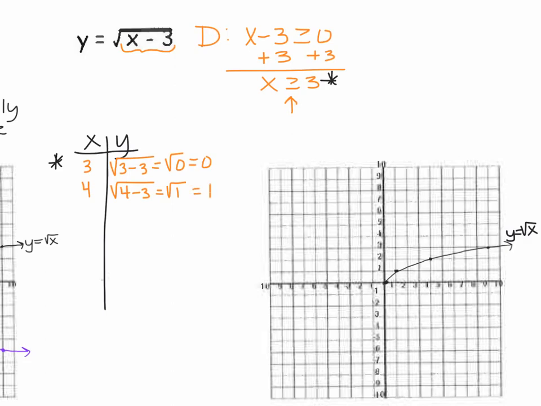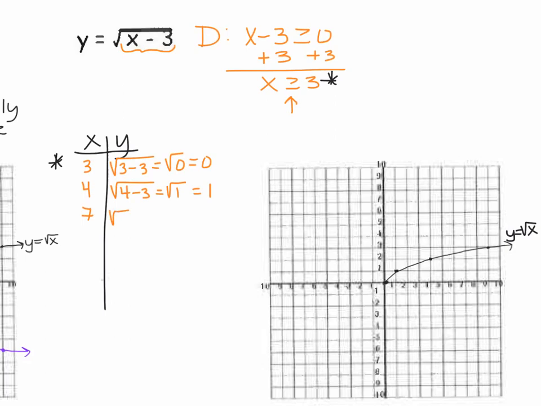But if I pick 5, 5 minus 3 is 2, and the square root of 2 isn't a perfect square. We can still graph it, but you have a decimal. So can you think of the next number that we could plug in so that we get a perfect square, or excuse me, a perfect square root? We have 0, we have 1. The next perfect square root would be 4. So we'd have to go all the way up to 7.